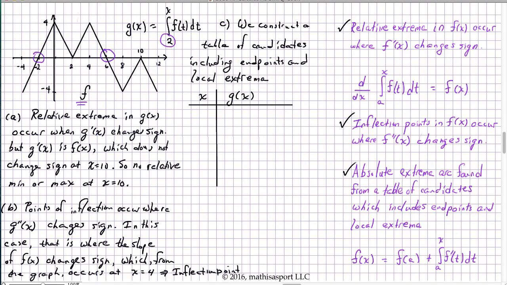Now let's put in the values. Well, we definitely need to include the endpoints, so -4 is first on our list. Now, we need to include where g prime of x changes sign, or in other words, where f changes sign. Again, that's at -2 and at 6. And finally, we need to include the last endpoint, 12. Now we need to go about finding these values.